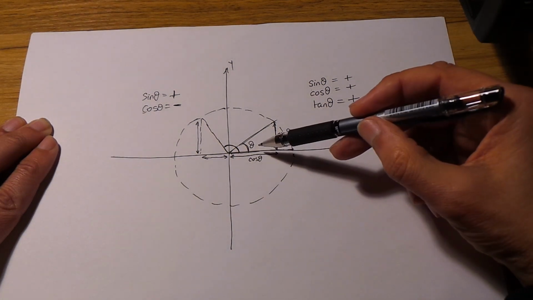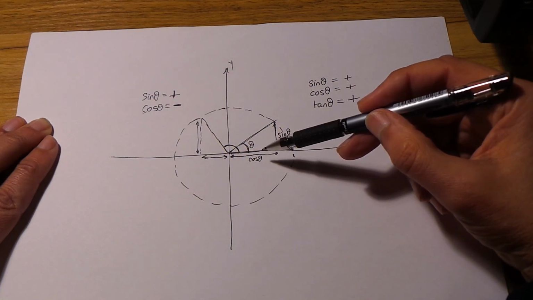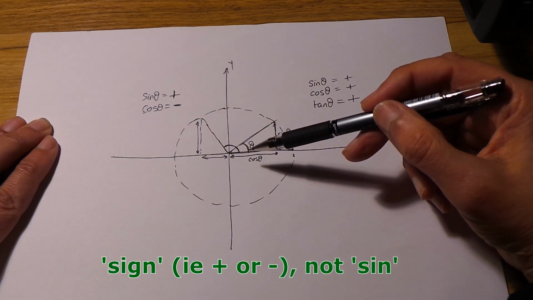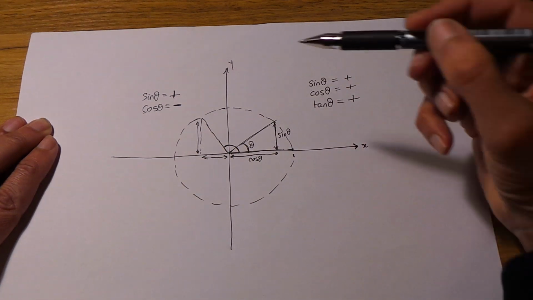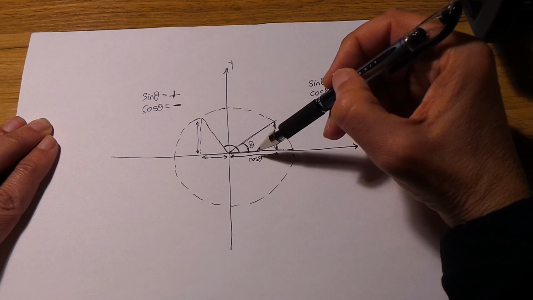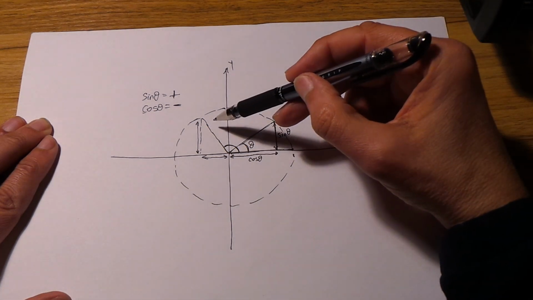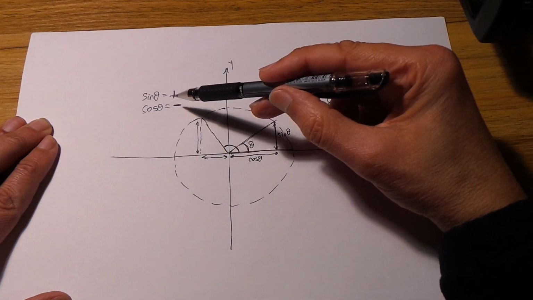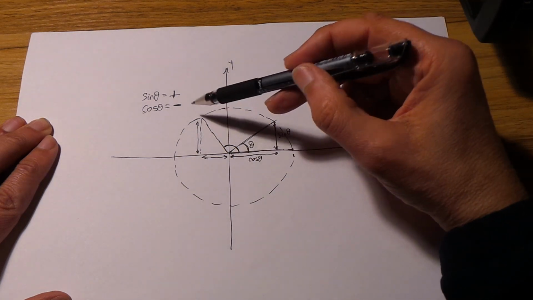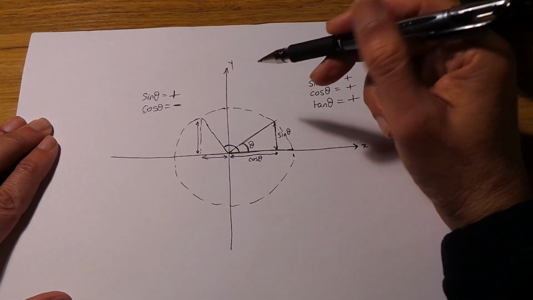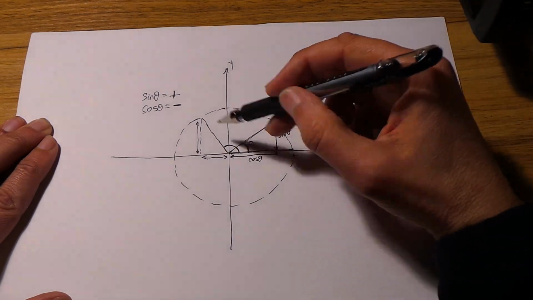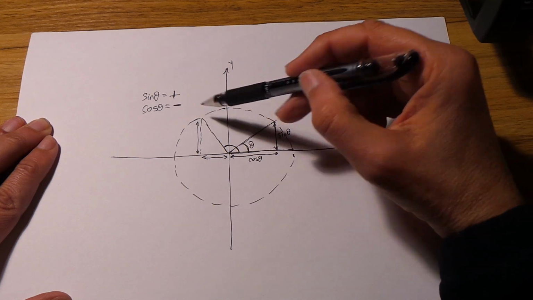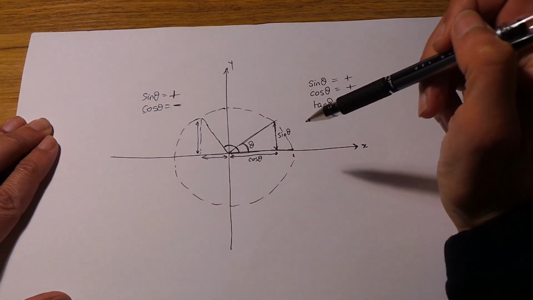You'll find that when you put numbers into calculators, some calculators will take into account the sign, some calculators will not take into account the sign, and they'll just give you the value. So for example, if you put into a calculator and set it into degrees and ask for the cosine of, say, 100 degrees, it should give you a negative result, but some calculators won't take that into account. Just bear in mind that whether a cosine or a sine is negative or positive actually depends on which quadrant the angle is in.